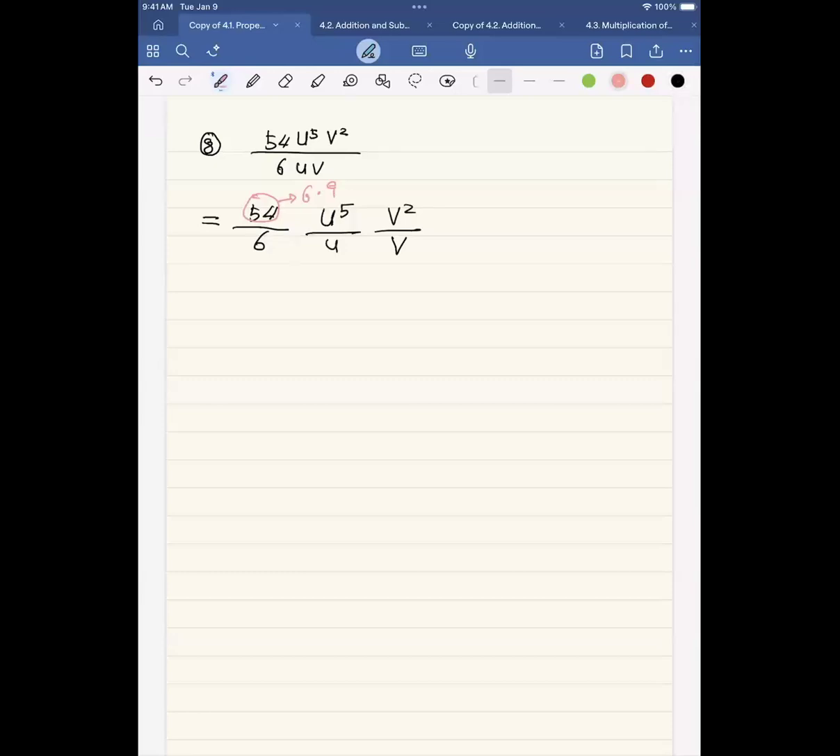And u and v can be regarded as u to the power of 1 and v to the power of 1. And the same number in the numerator and denominator will cancel each other. So the first will become 9. The second one will be 5 minus 1 times v squared minus 1. So that is 9 times u to the fourth power, v to the 1 power, which is 9 u to the fourth power v.